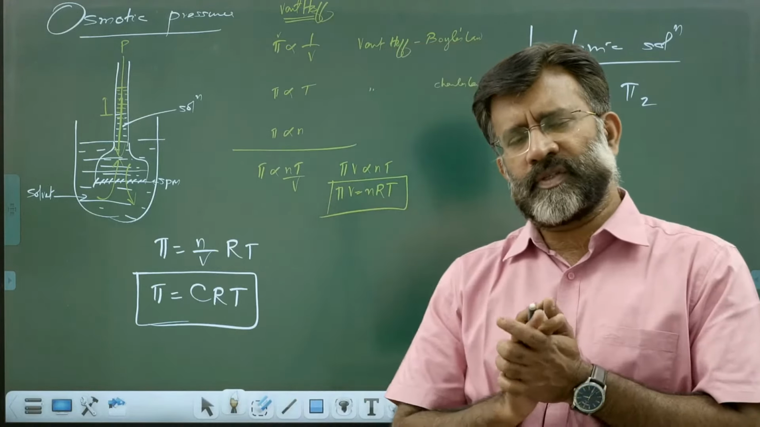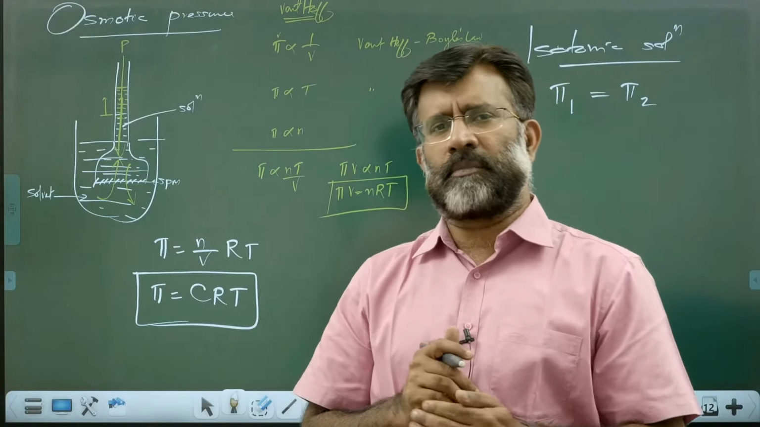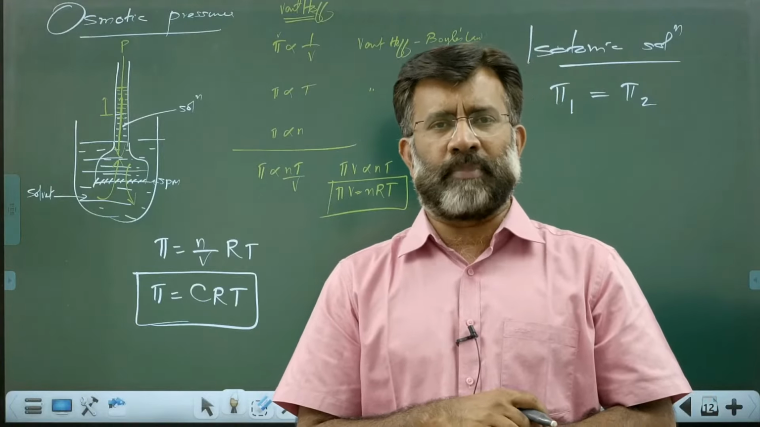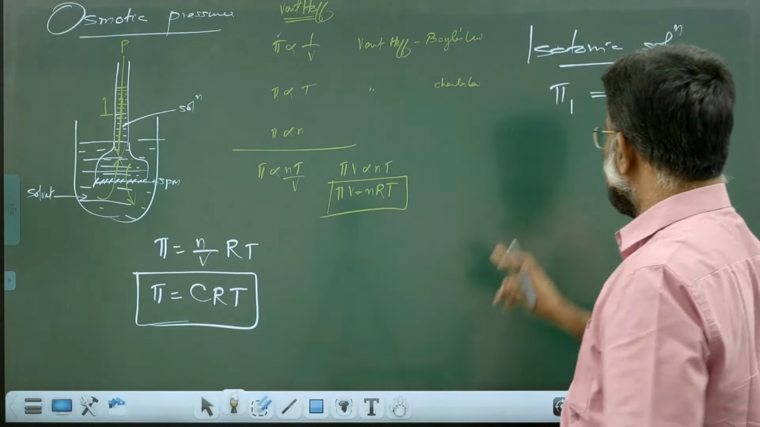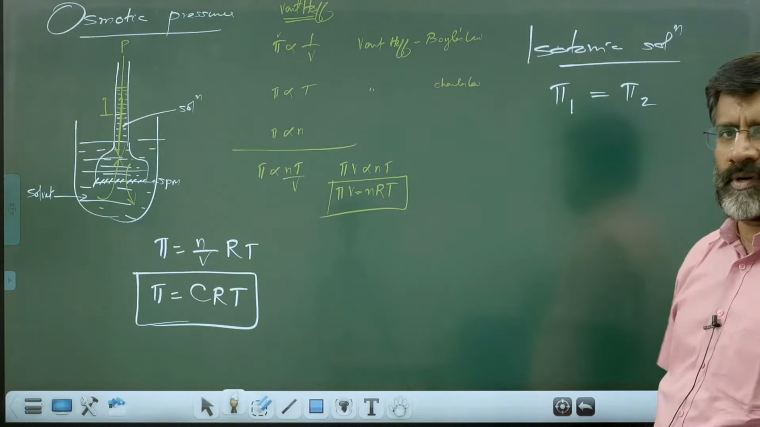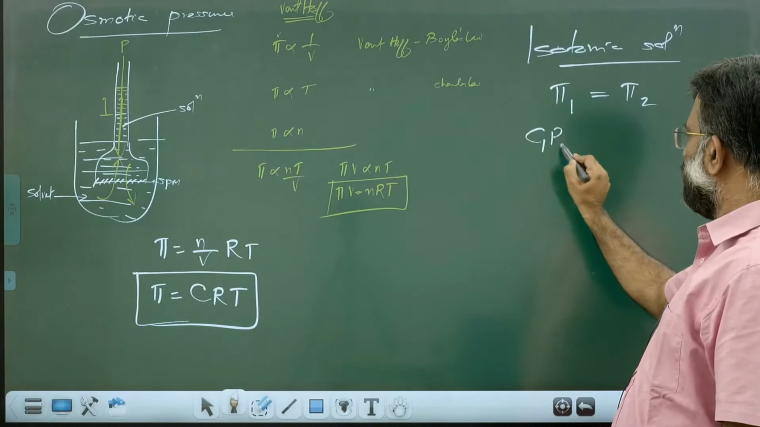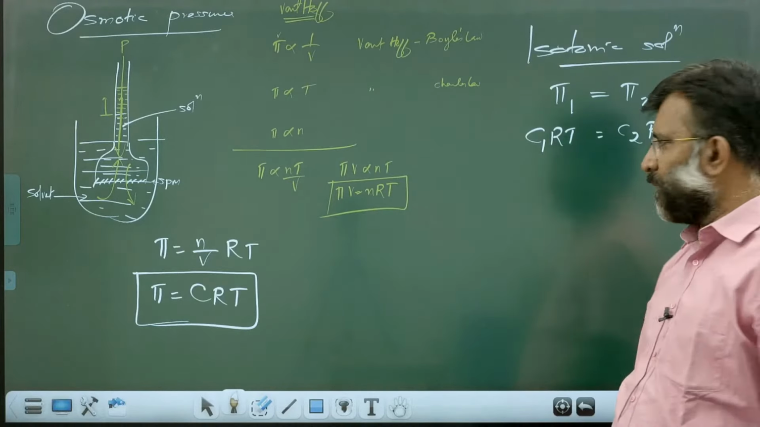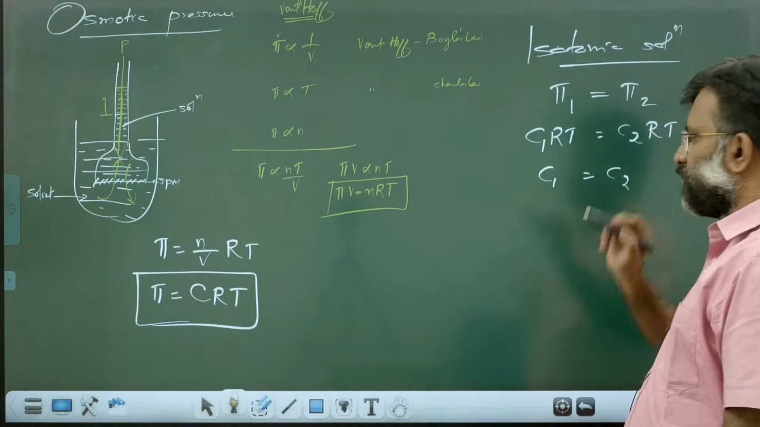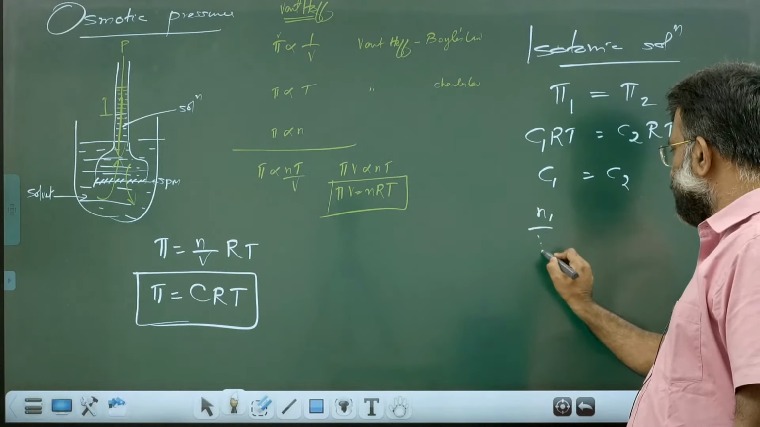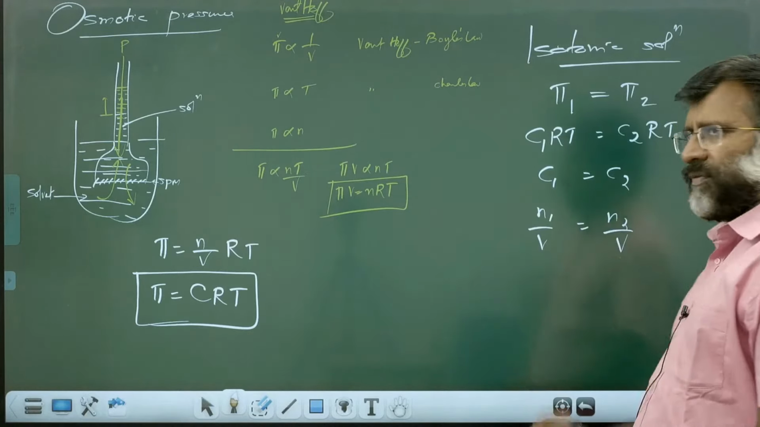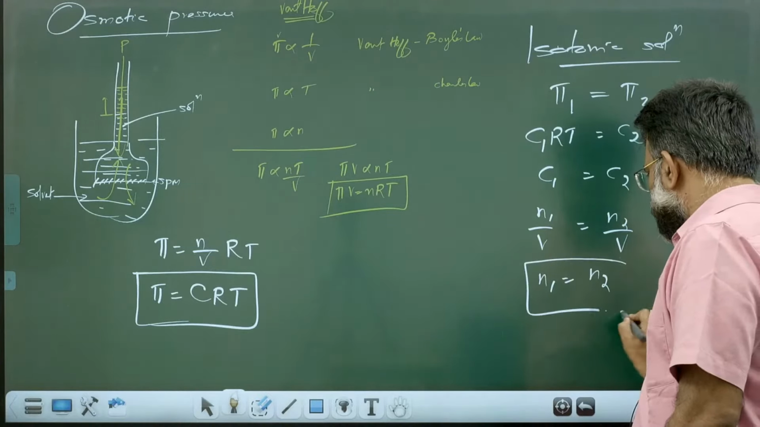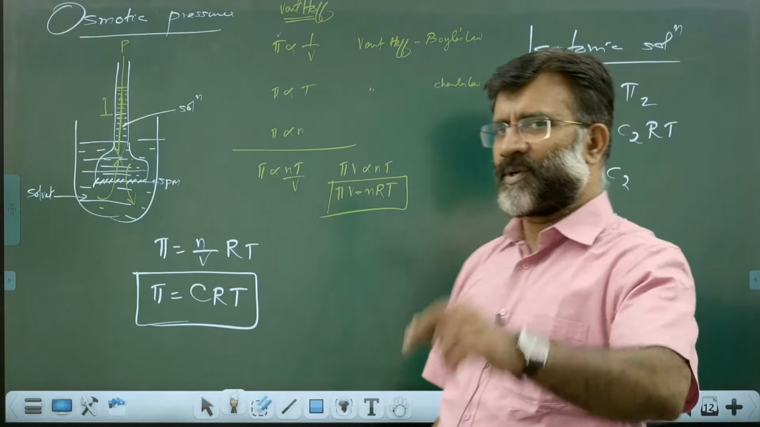So, intravenous injections that are given directly to the blood are made sufficiently salinated so that they are isotonic with the blood. What is isotonic? Two solutions having the same osmotic pressure. That means C1RT is equal to C2RT at the same temperature. That is C1 equal to C2. That is N1 by V equal to N2 by V if the volume is the same. That is N1 equal to N2. That is isotonic.